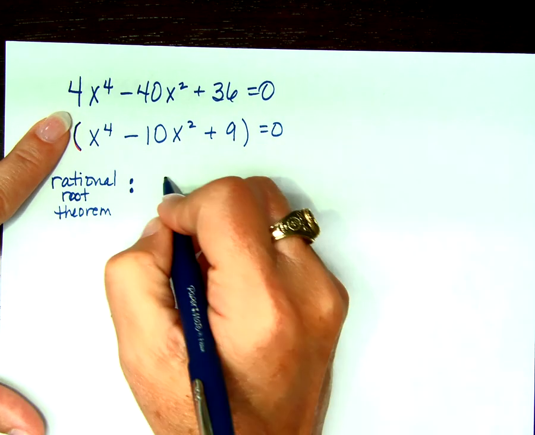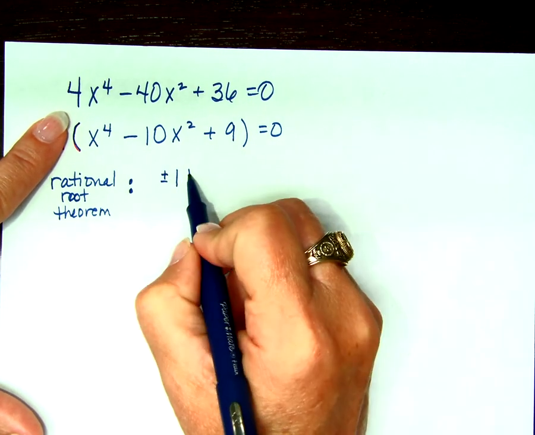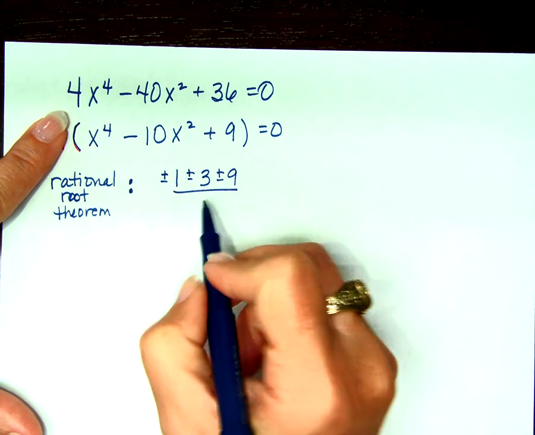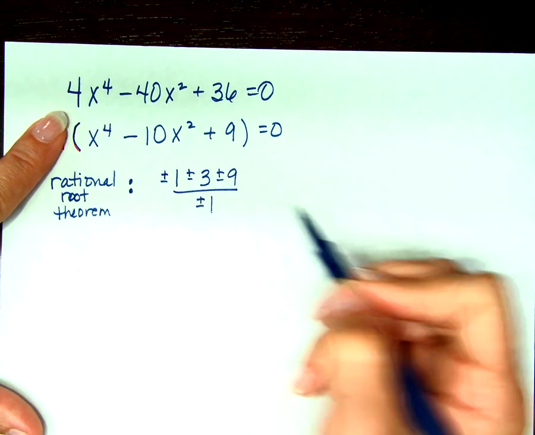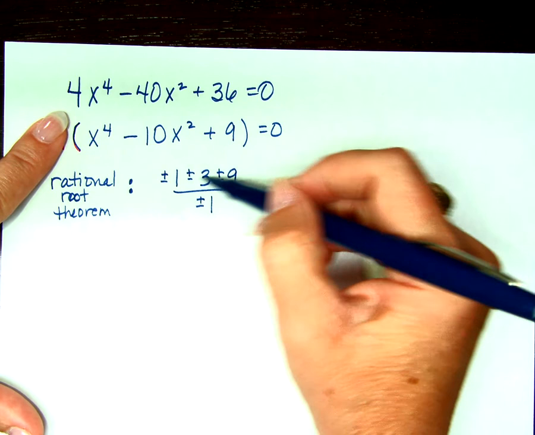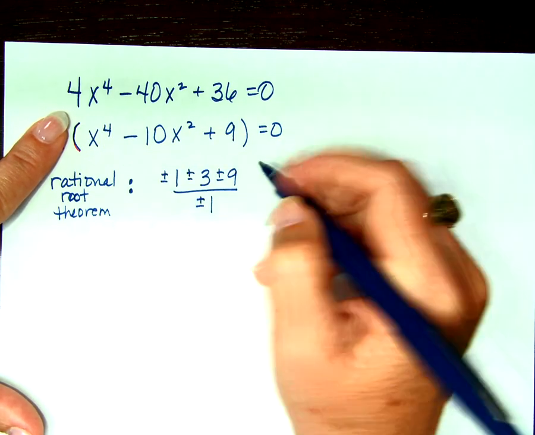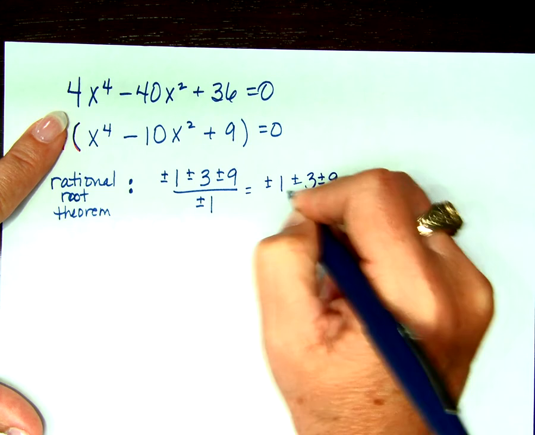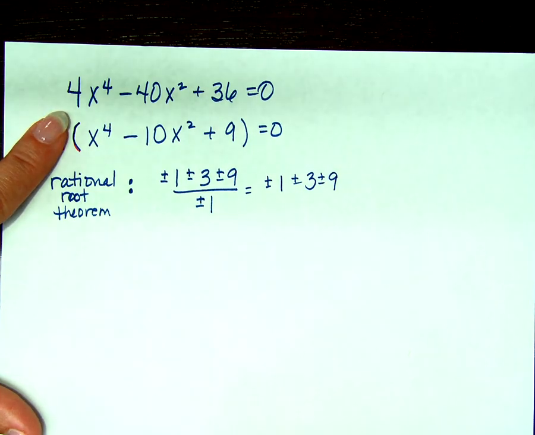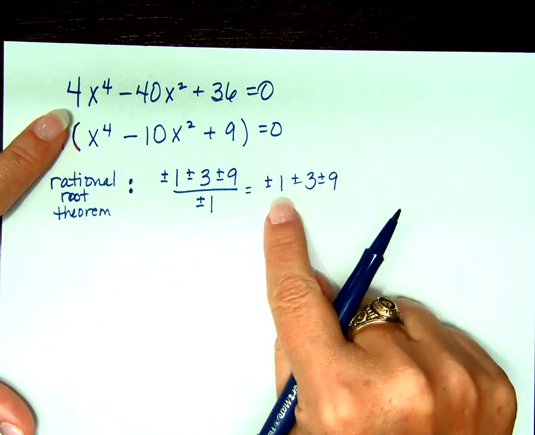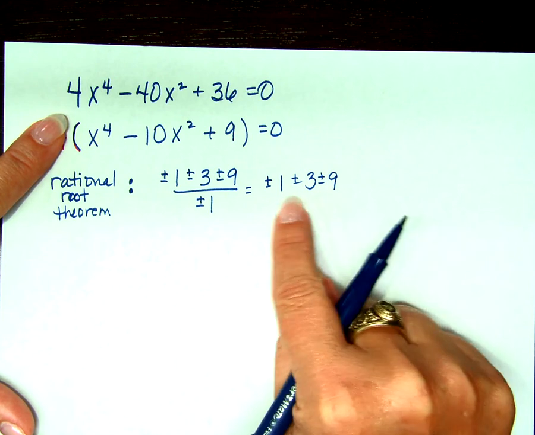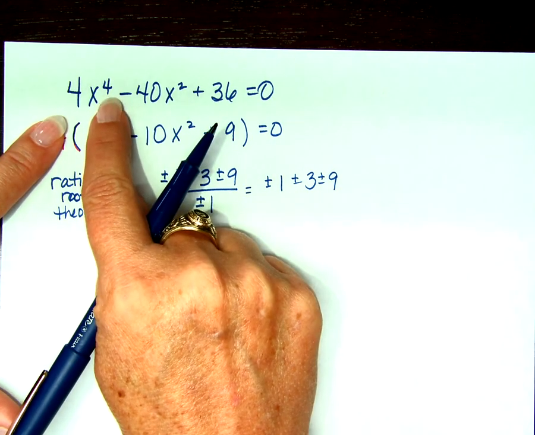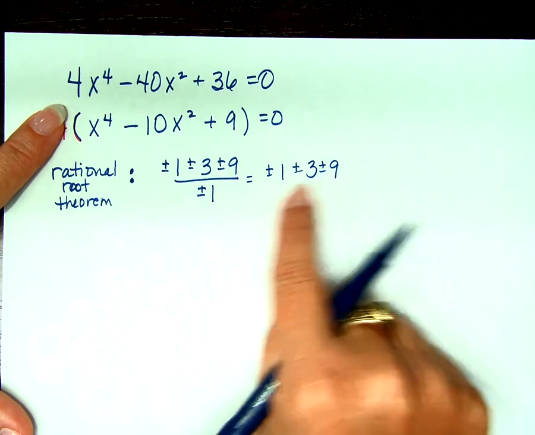Okay, so what are all the factors of 9? 1, 3, and 9. All divided by what? 1. So all the factors of 9 divided by the factors of 1. So I get 1, 3, and 9. Plus or minus 1, plus or minus 3, plus or minus 9. This one's nice because I only have 6 possibilities, and I'm only supposed to get 4, right? So which one do you want to start with first?